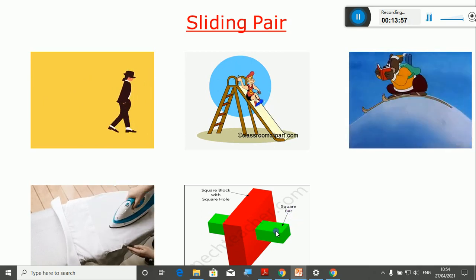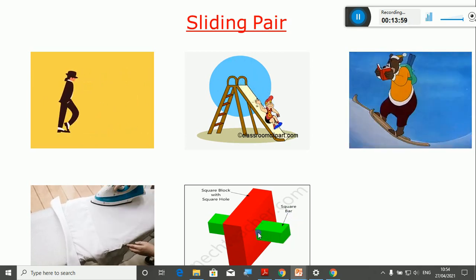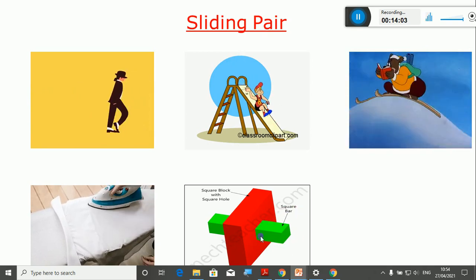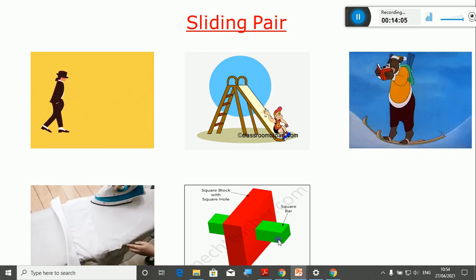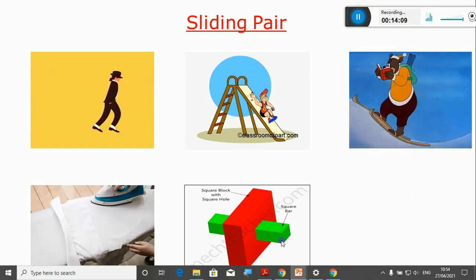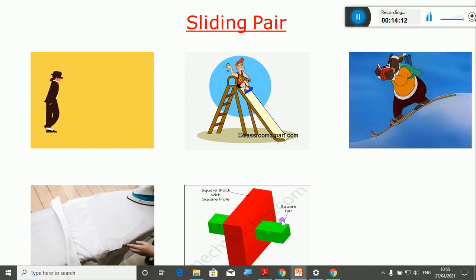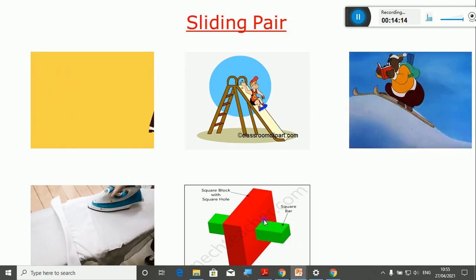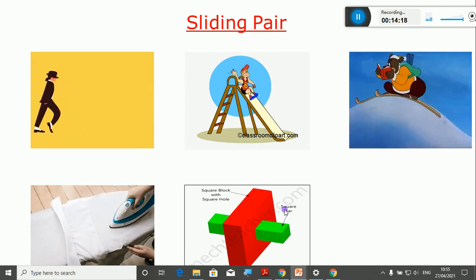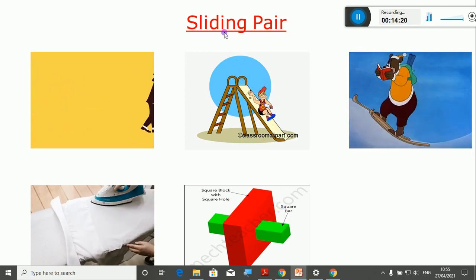This square bar can only slide with respect to this square block. It cannot rotate because the cross section of the hole as well as the cross section of this square bar or shaft is square. It is not round, it is not a circle. It means it can only slide with respect to the square block. So this is also an example of a sliding pair.